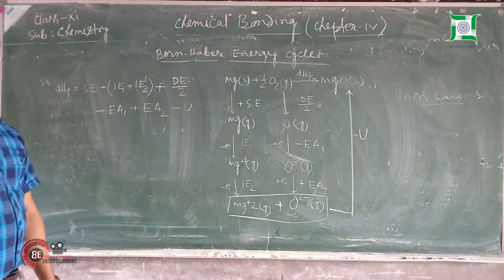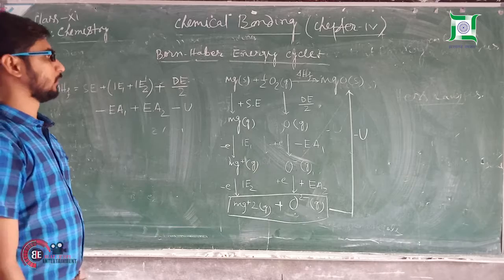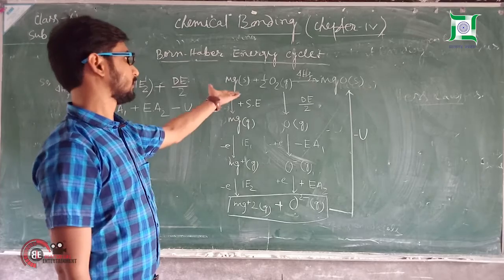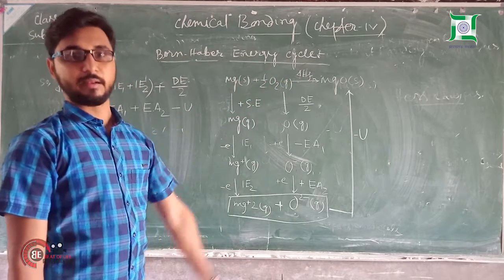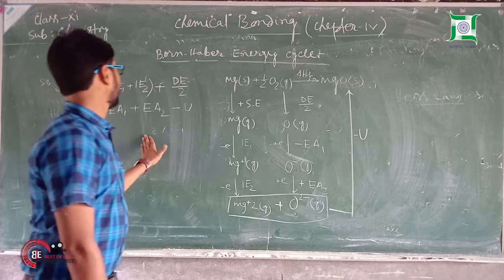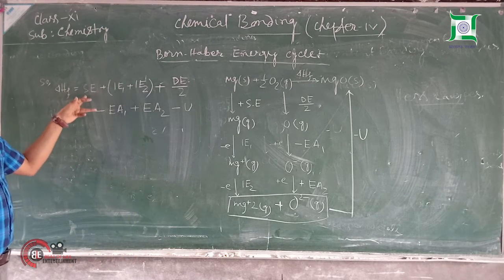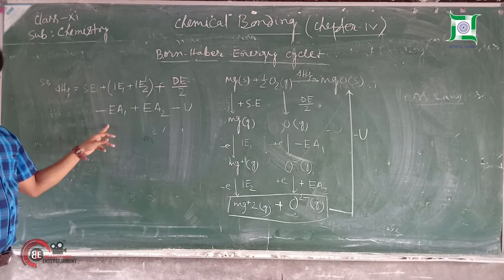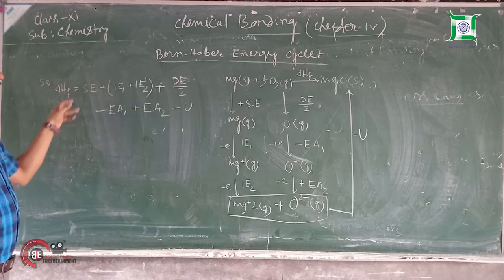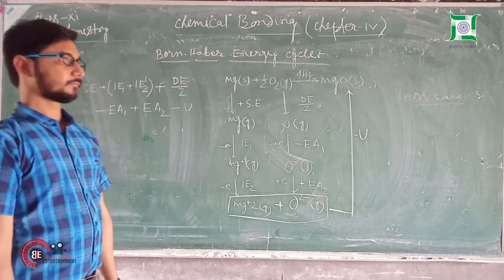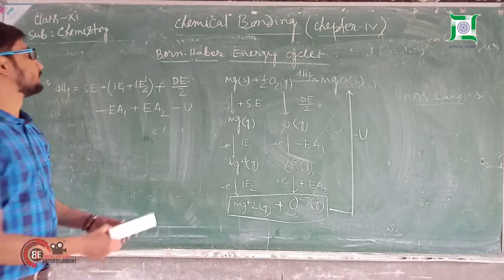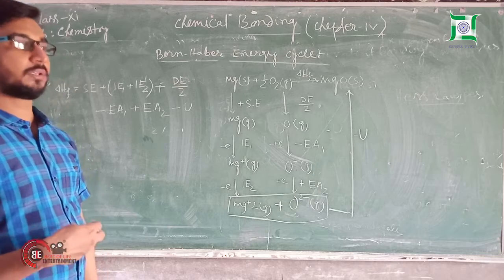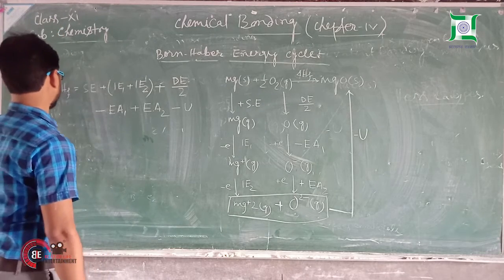So these are the energy terms involved when MgO, magnesium oxide, is formed from its constituent stable and pure elements. By knowing all the terms like sublimation energy, total ionization energy, dissociation energy, electron affinity 1 and 2, and heat of formation, we can calculate the lattice energy. Clear? So this is the Born-Haber energy cycle, from which we can calculate the lattice energy of an ionic compound.